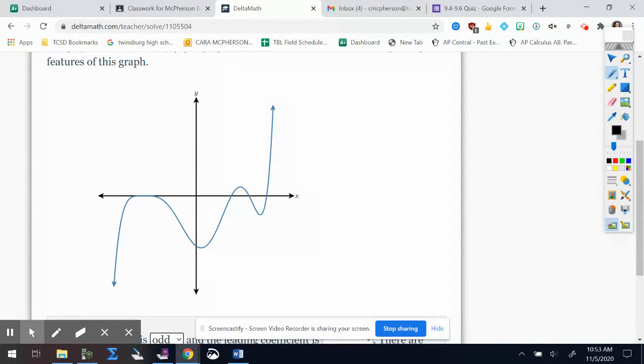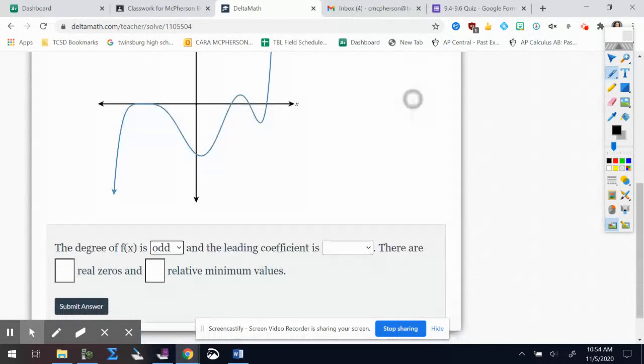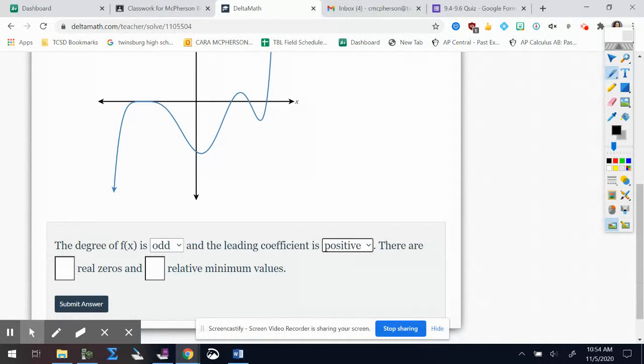My leading coefficient, since it's heading down on the left and up on the right, is a positive leading coefficient. If you're not sure, you can always grab your calculator and graph a really simple odd one, like x to the third, or you can actually just graph x and see what happens on the ends. Positive will go down on the left side, up on the right, negative will do the opposite. So this is a positive leading coefficient.